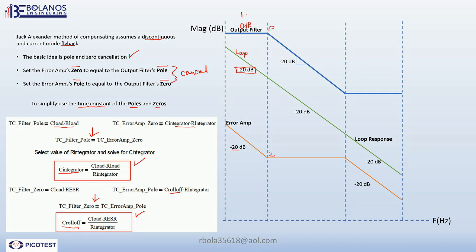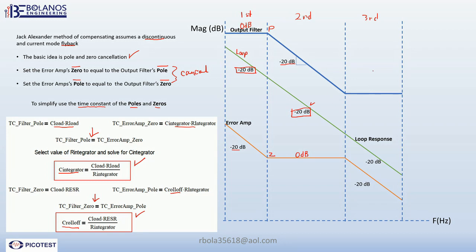So this is for the first interval, and then we do the same for the second and then for the third. So now we go to the output filter. The output has a -20 dB, and you add it to 0 dB, and the result is -20 dB for the loop.